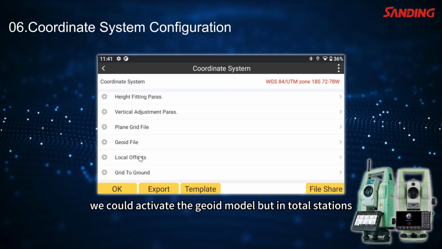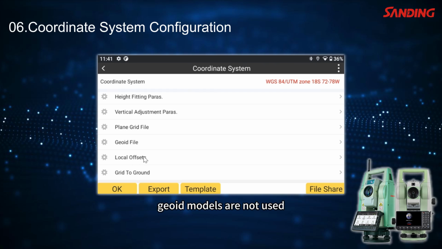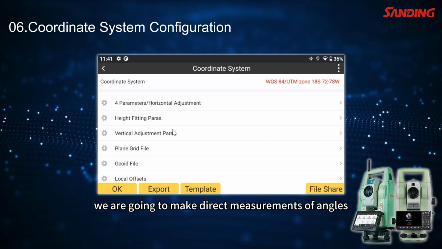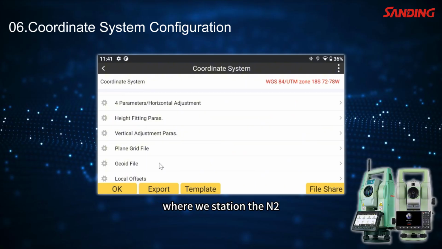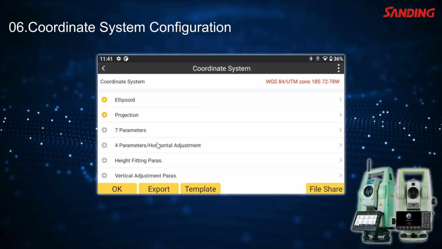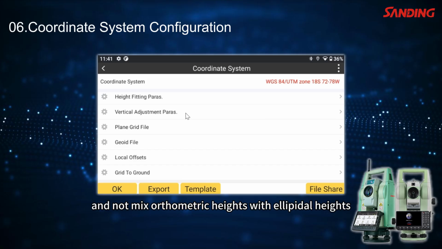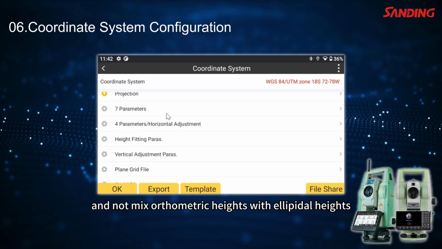We could activate the geoid model, but in total stations, geoid models are not used. We are going to make direct measurements of angles and distances. So the coordinates of the topographic control, where we station the N2, and where we do all the references backside, etc., must already be in orthometric heights. We have to be very careful with that and not mix orthometric heights with elliptical heights.